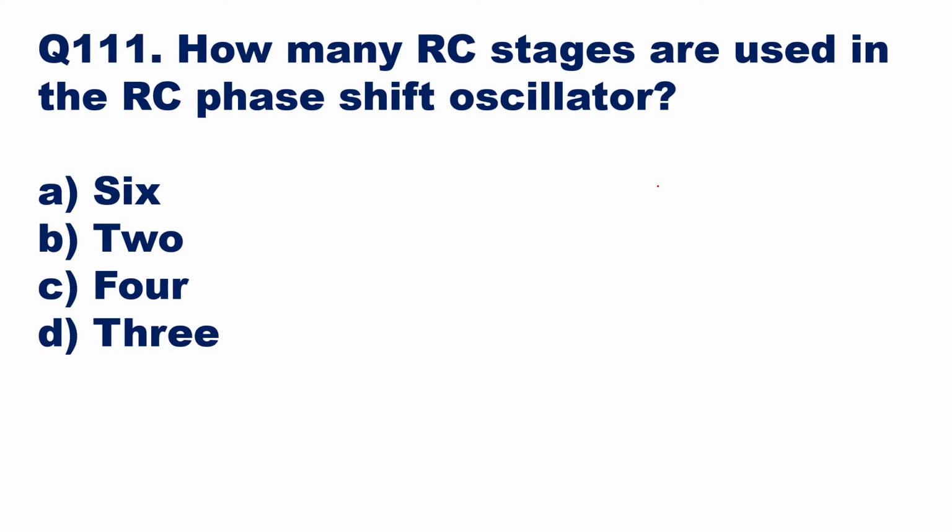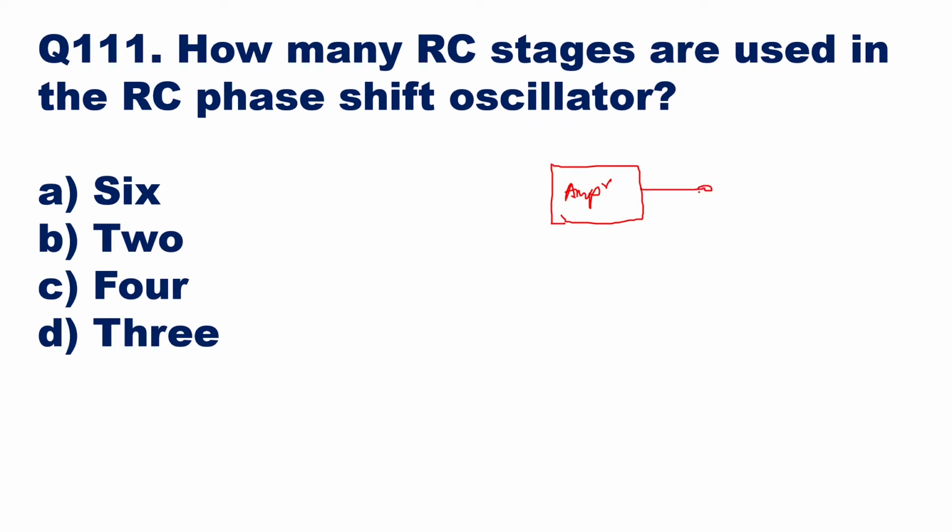How many RC stages are used in the RC phase shift oscillator? So as I've told you earlier, there will be three RC stages used in RC phase shift oscillator. Those three stages, you can view it like this. Say this is an amplifier, which can be made up of transistor or op-amp, anything you can use here, any active element you can use here.